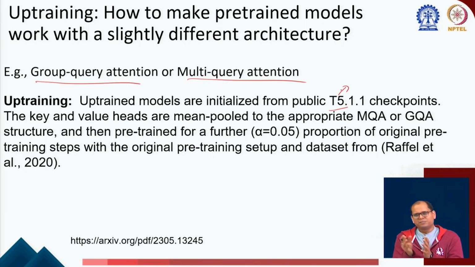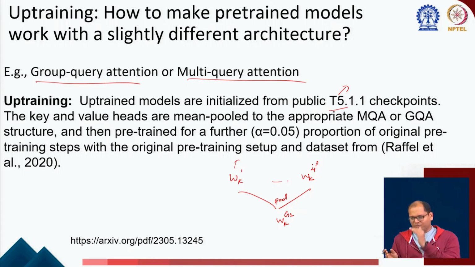So I can do some pooling of these matrices. Let's say WK for head 1 to WK for head 4, a group of 4 heads. I can pool them and call it WK for group 1. This is the key projection matrix I can create. But the model was not trained to make predictions using that; it was trained to make predictions using the heads individually. So I have to do some pre-training of this T5 model so that it starts working with this pooled representation, right? And that's what is called uptraining.